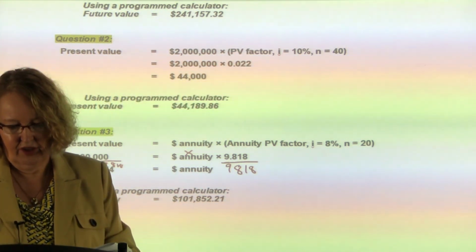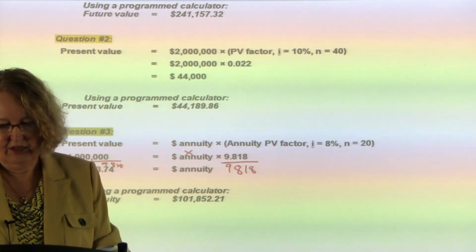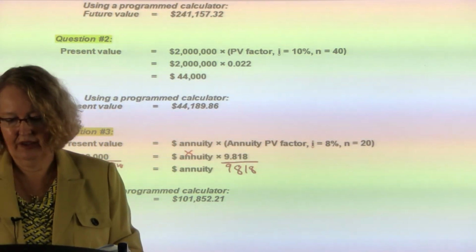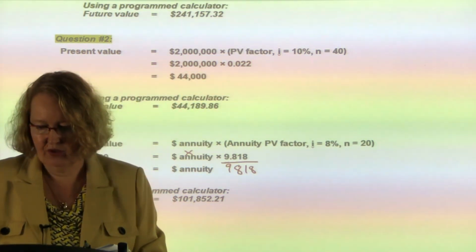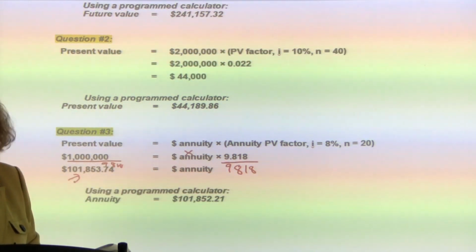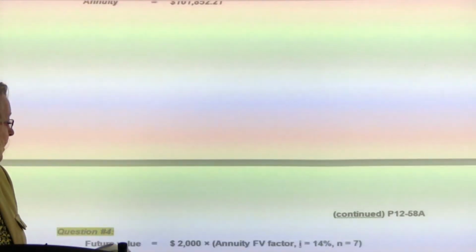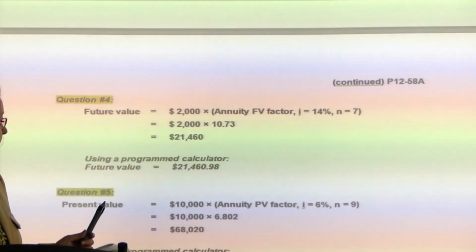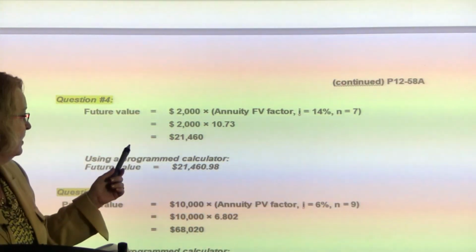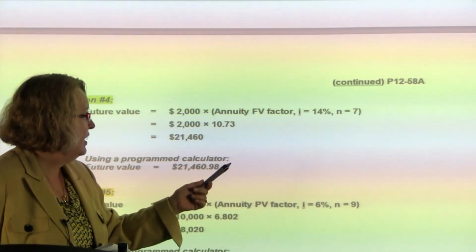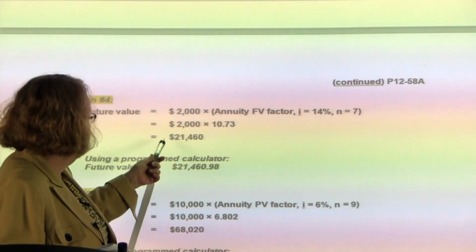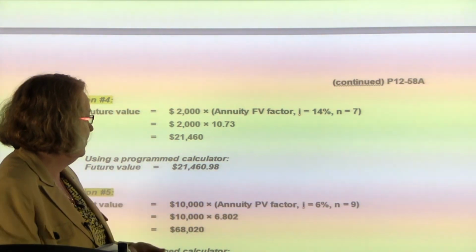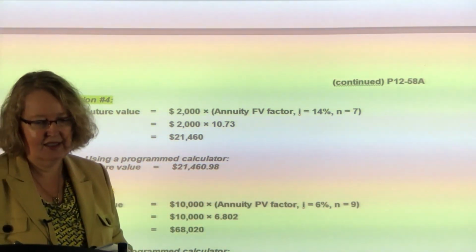The fourth scenario is looking at someone who wants to invest $2,000 at the end of the year for the next 7 years. If you assume an interest rate of 14%, how much money will that be worth? So if you invest $2,000 a year for 7 years, assuming you can earn 14% interest on that, in 7 years' time that'll be worth $21,460.